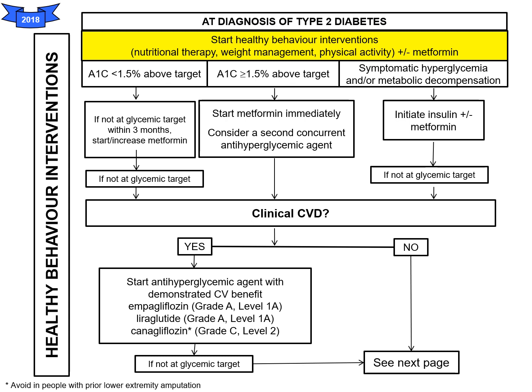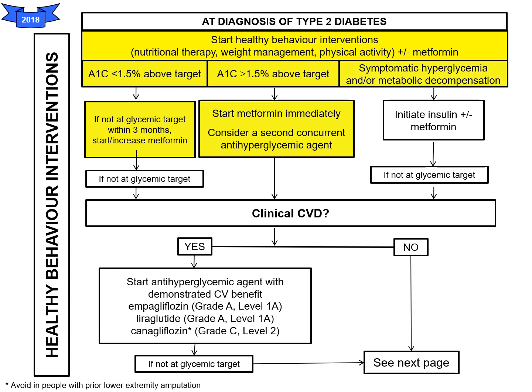A change from the 2013 guidelines is the next step is based on the patient's individualized A1C target rather than an absolute value. If the A1C is less than 1.5% above the patient's target A1C, if they are not at glycemic target within 3 months of healthy behavior interventions, metformin should be started or increased. If the A1C is greater than or equal to 1.5% above target A1C, metformin should be initiated immediately. A second concurrent anti-hyperglycemic agent should be considered.